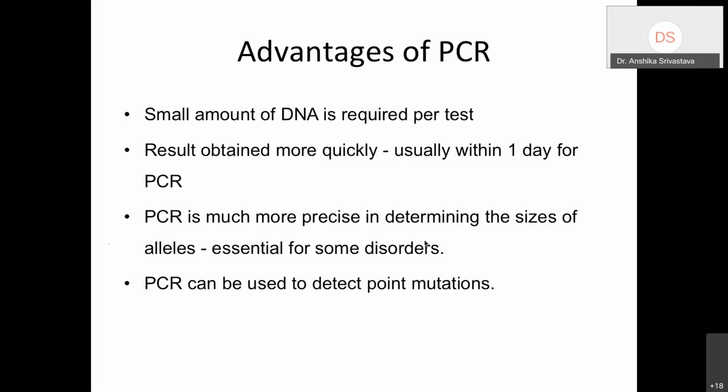PCR is much more precise in determining the sizes of the alleles, which is especially essential for some disorders where you actually want to know what allele is present, what change caused the mutation. So in those cases, PCR is much more precise. And PCR can be used to detect point mutations.